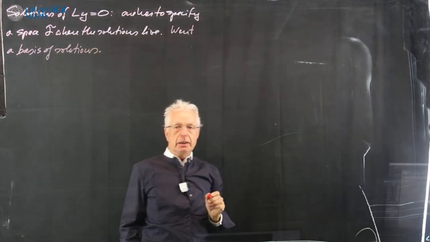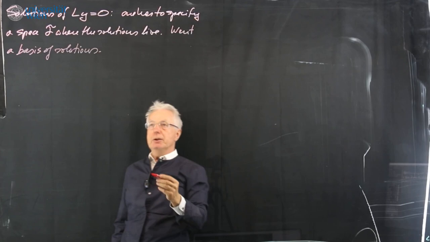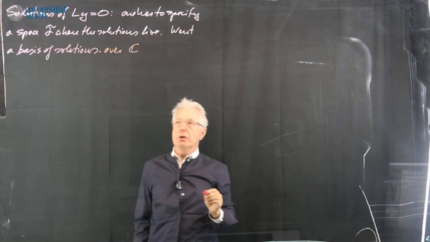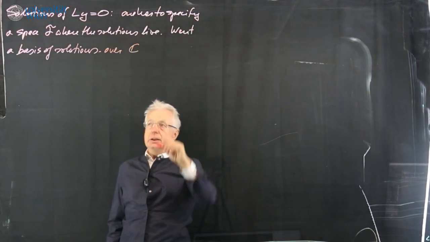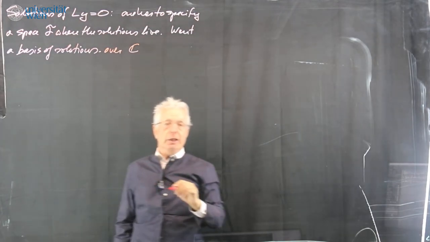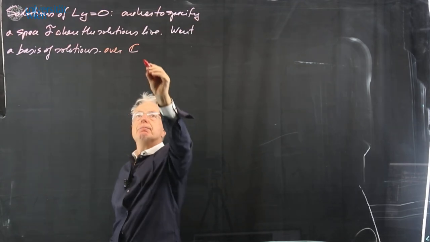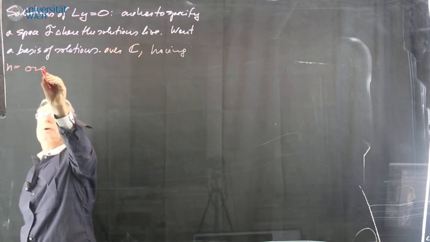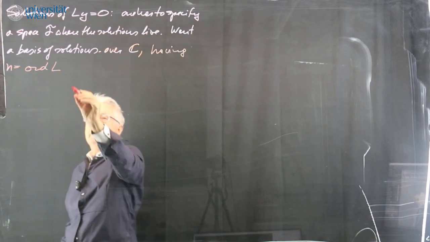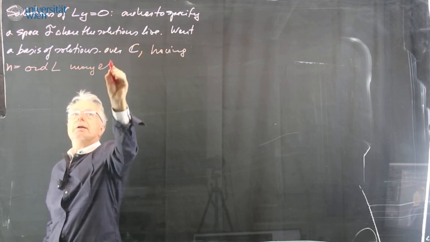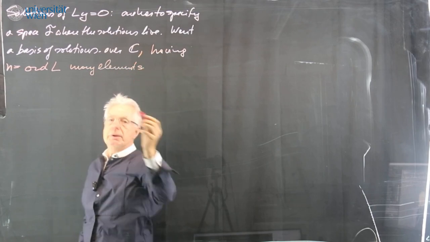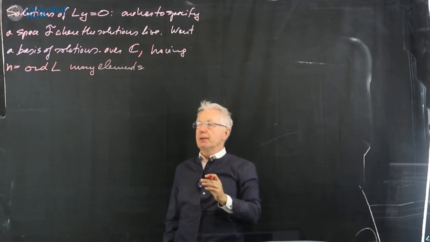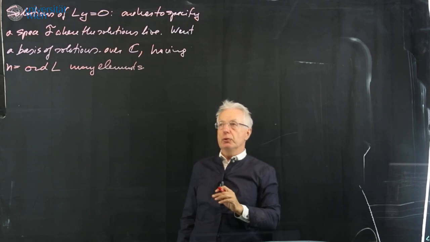Now, as everything is linear, the space of solutions will be a vector space over C. Let us stick for the moment to the complex numbers. And the general theory tells you that such a basis will have precisely n elements, with n equal to the order of the differential equation. I just write order of L many elements. So of course, we can be happy to find just one solution, but in general, we are only satisfied if we have n linearly independent solutions.